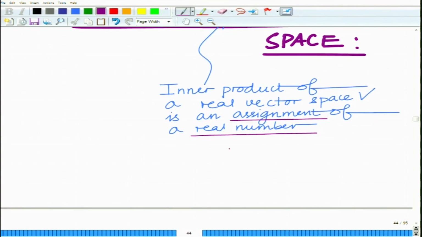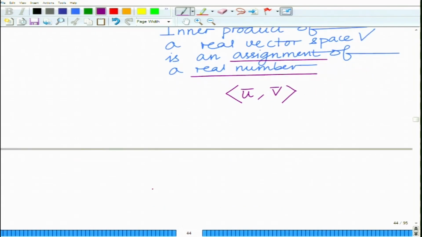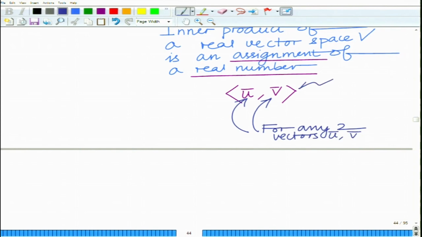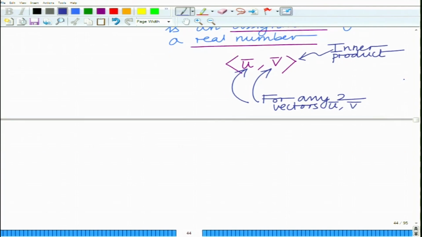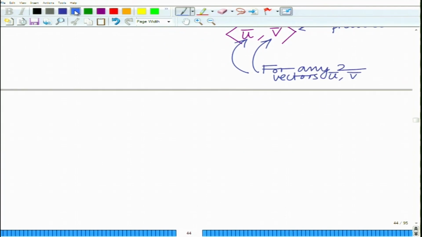and for any two vectors u bar, v bar, that is denoted by this notation, u bar comma v bar, the inner product of u bar comma v bar. This is defined for any two real vectors u bar, v bar, and this is the inner product, which is a real number in the case of a real vector space, and the inner product satisfies the following properties.